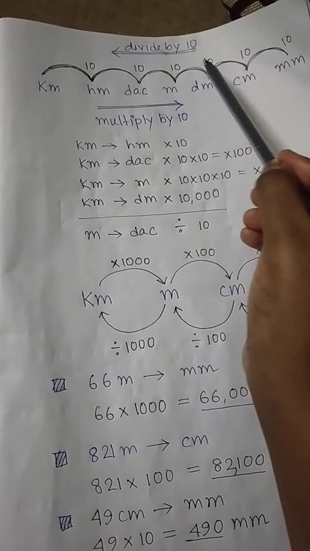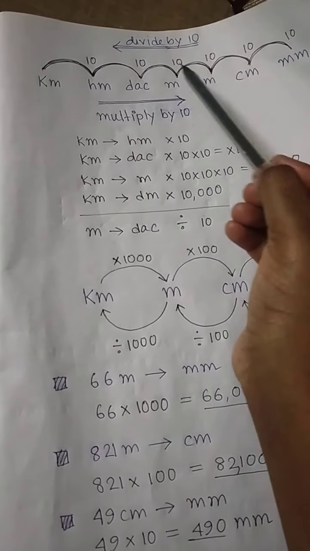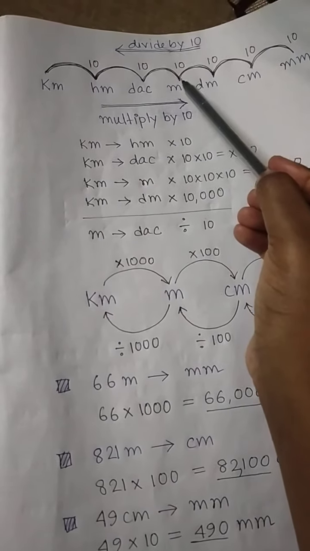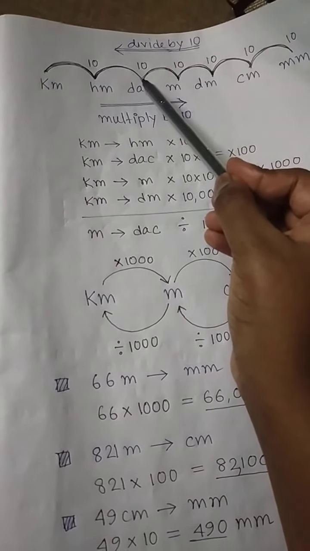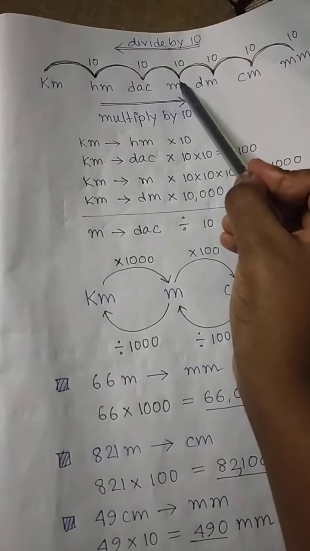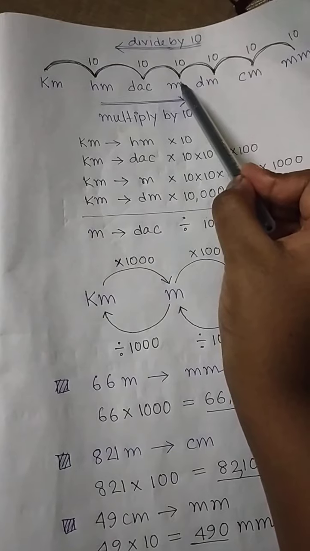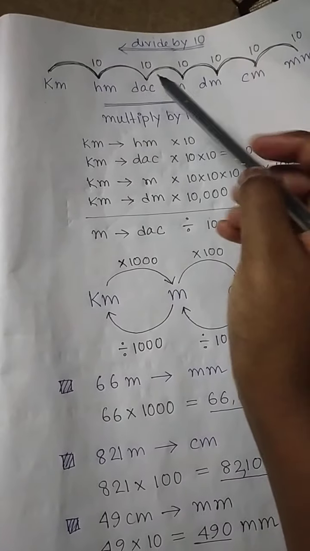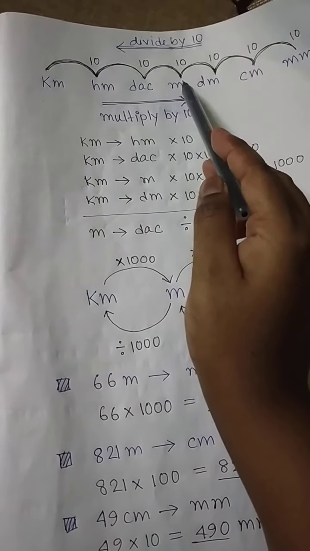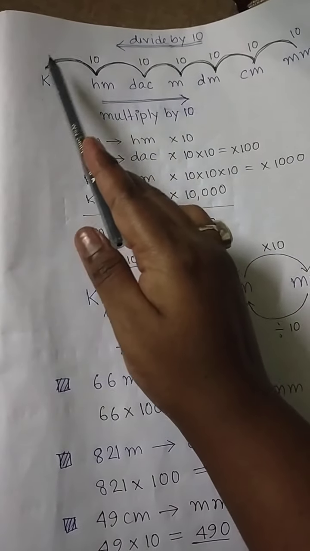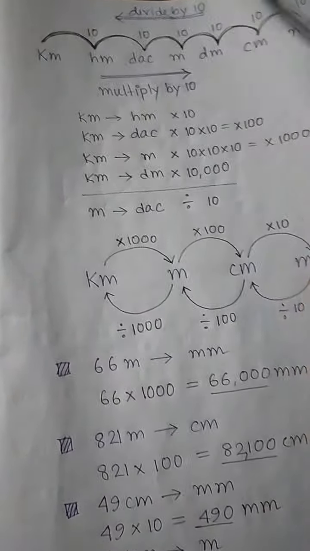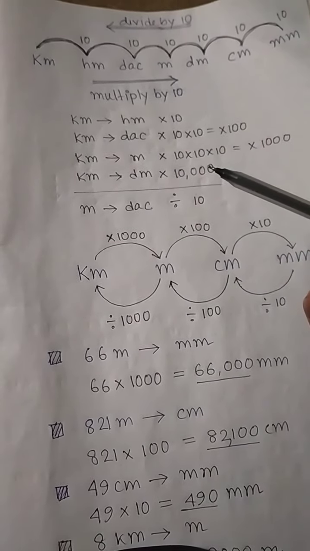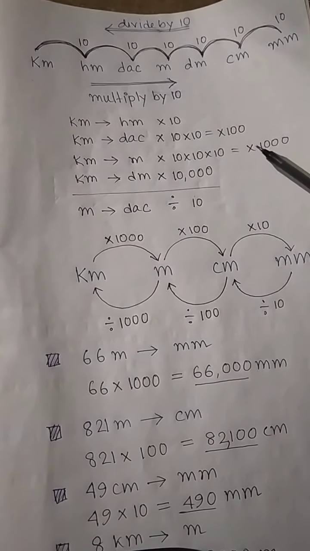Now if you want to go from meter to decameter, you have to divide, because you are going from a smaller unit to a larger unit. Silly babies dancing, smaller to larger, divide. Meter to decameter, divide by 10. Meter to hectometer, divide by 10 into 10, that is 100. Meter to kilometer, divide by 1000. In our class we will deal with only kilometer, meter, centimeter and millimeter.